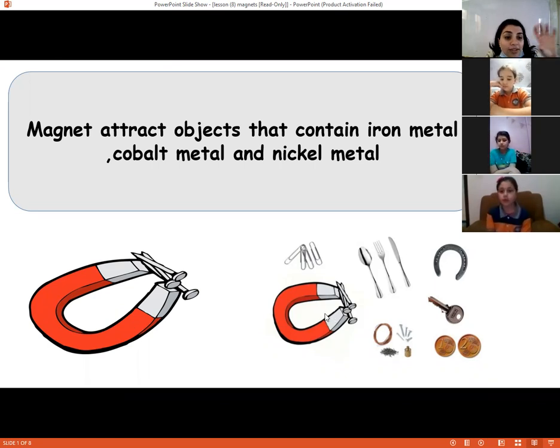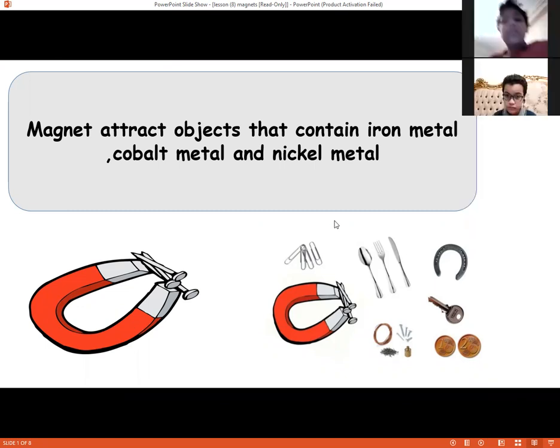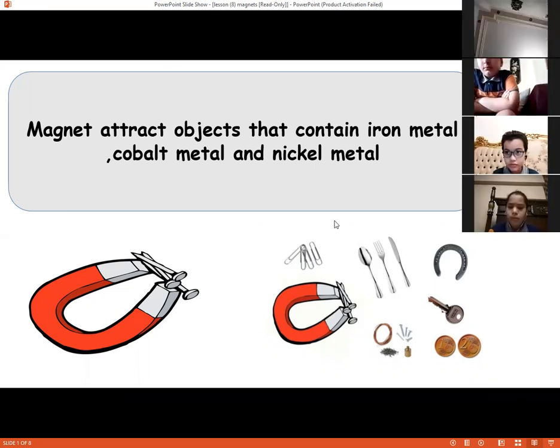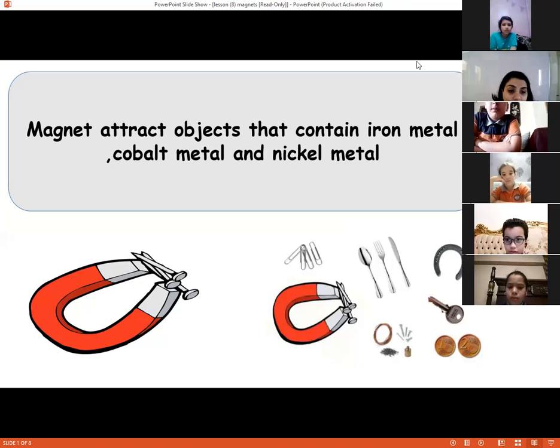It's something that attracts things. Yes. This is called a magnet. All of you with me? Yes. Okay. So we have the magnet.